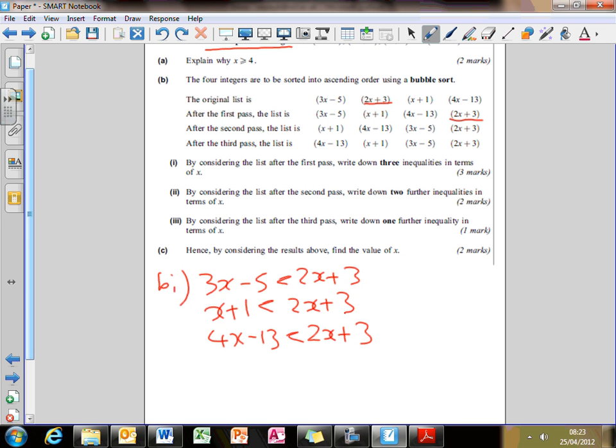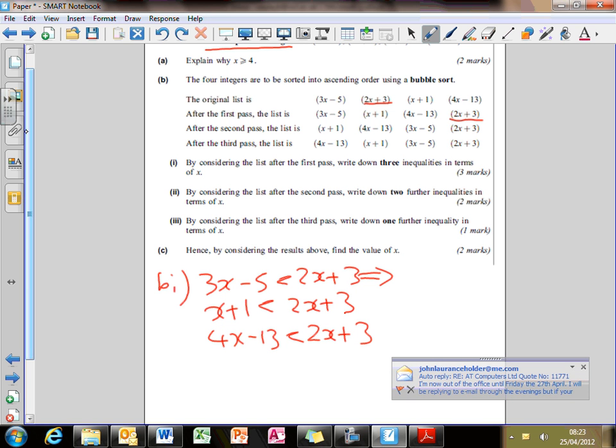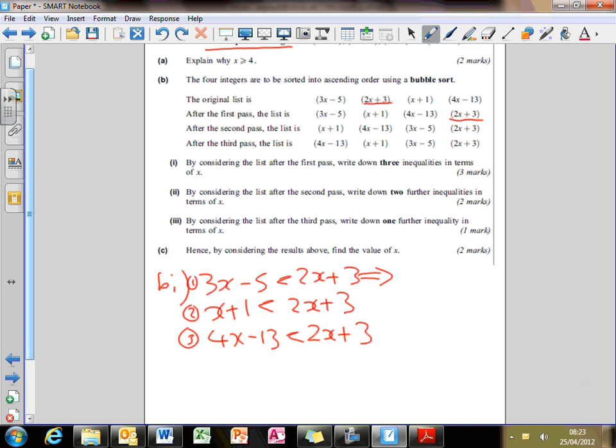I'm thinking, although I've got the 3 marks there, because I've written down 3 inequalities, I just want to simplify these as far as possible. I'm going to try and do it in one go. Let's number these 1, 2, and 3. With number 1, I'm going to take away 2x from both sides, and add 5 to both sides, and I simply end up at x is less than 8.